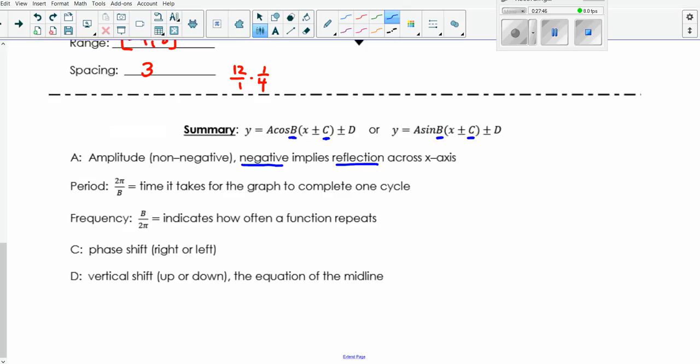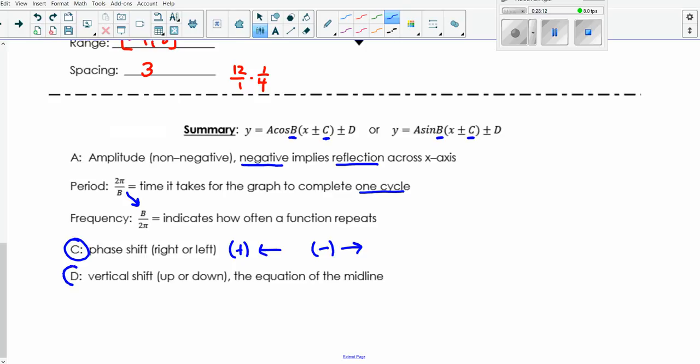It's the time it takes for the graph to complete one cycle. A frequency is the reciprocal. It indicates how often a function repeats. Your phase shift is your c value. It's to the right or to the left. If you have a positive c value, it means you go to the left, whereas if you have a negative c value, it means you go to the right, so opposite.